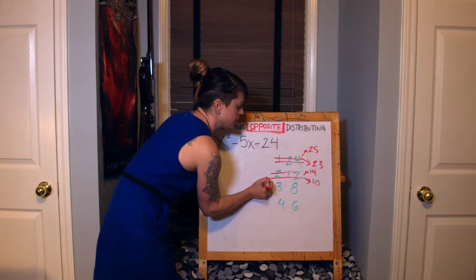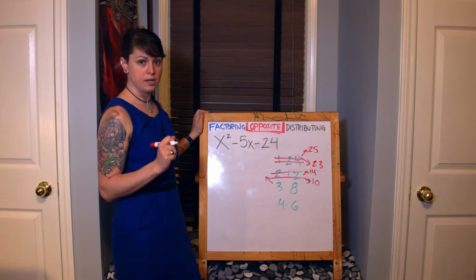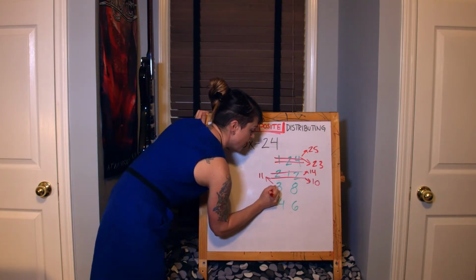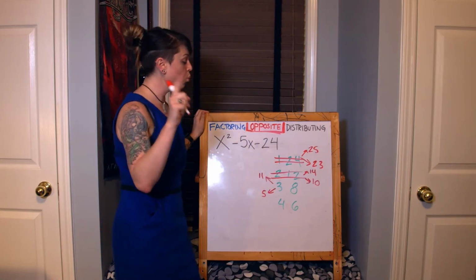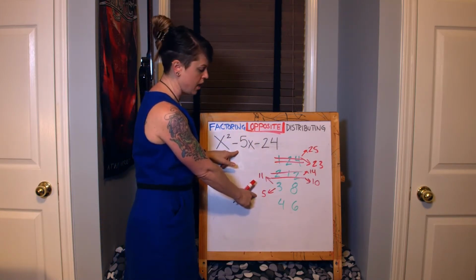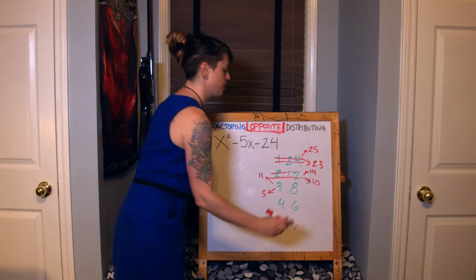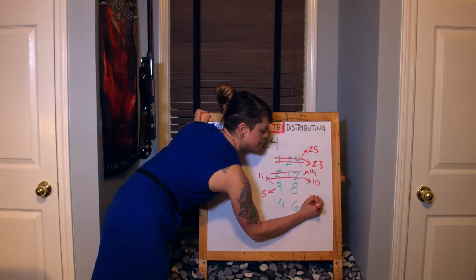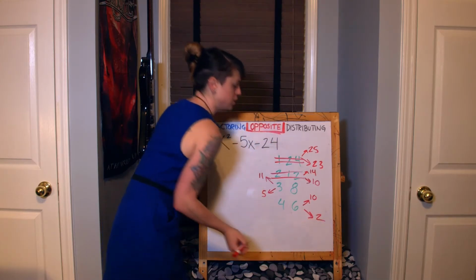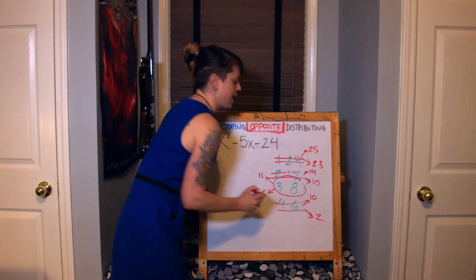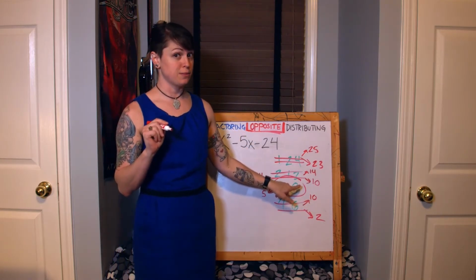I'm running out of space a little bit. I'm going to write this over here. If I added 8 and 3, I would have 11. Or if I subtracted, I would have 5. Ooh, okay. Now I think that that's probably going to be my pair. Let's just make sure this one doesn't work. If I added 4 and 6, it would be 10. If I subtracted, it would be 2. Nope, that doesn't work. It's going to have to be 8 and 3. And now I just have to play my game.